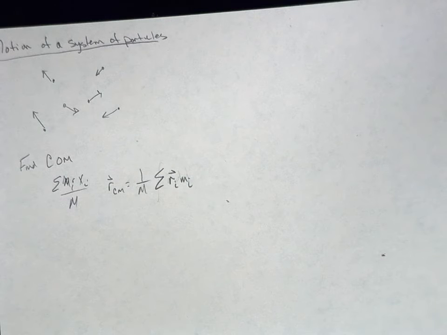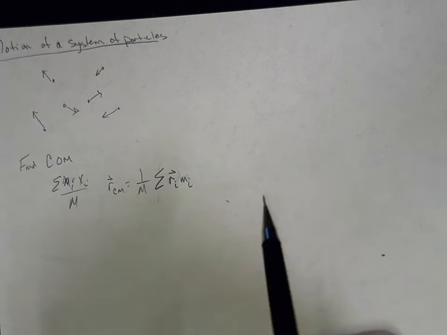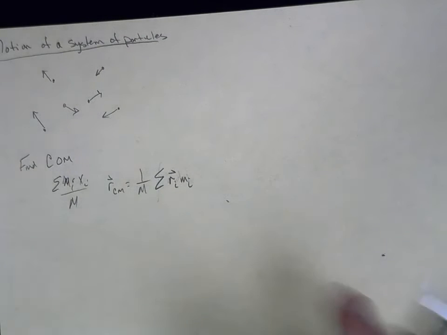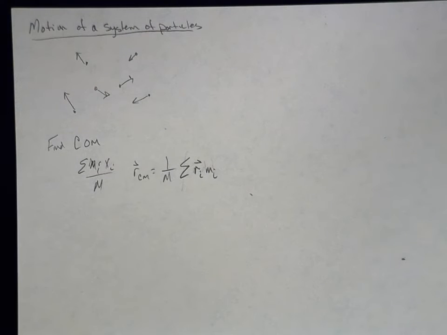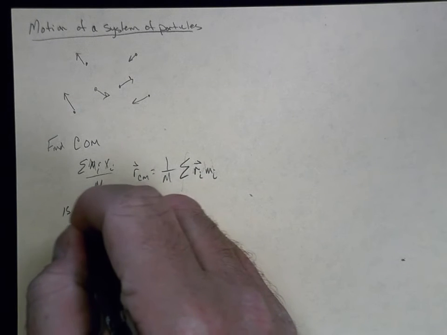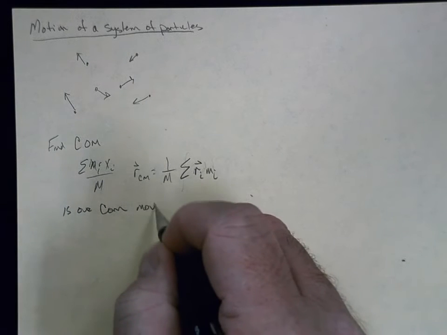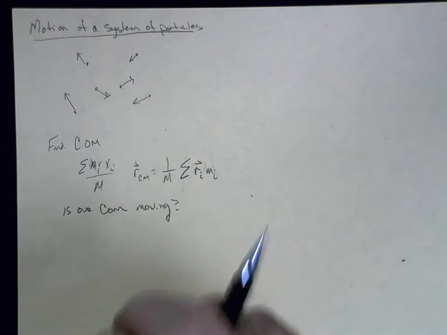Now, we can have a system of particles where our center of mass is actually stationary, but all the particles are still moving. We still have all these parts flying around, but the average center of mass can still be in the same spot. So in this particular case, the question we're going to ask is: is our center of mass moving?